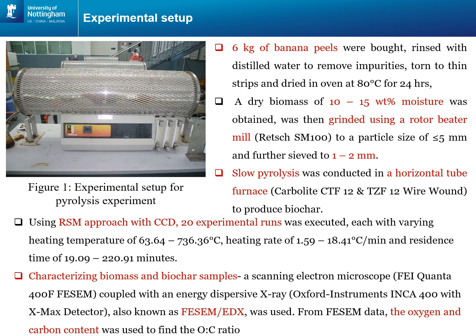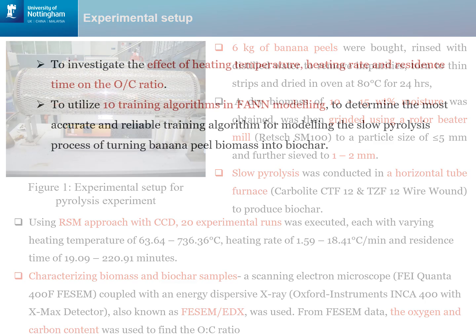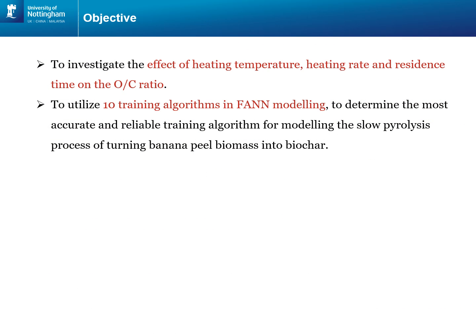So the experiments that were conducted are using the RSM approach by varying the heating temperature, heating rate, and residence time. And the samples were then analyzed using FESEM to get the oxygen to carbon ratio values. So the objective of this research is to obtain a feed-forward neural network model for the slow pyrolysis process with heating temperature, heating rate, and residence time as the input and oxygen to carbon ratio as the output.